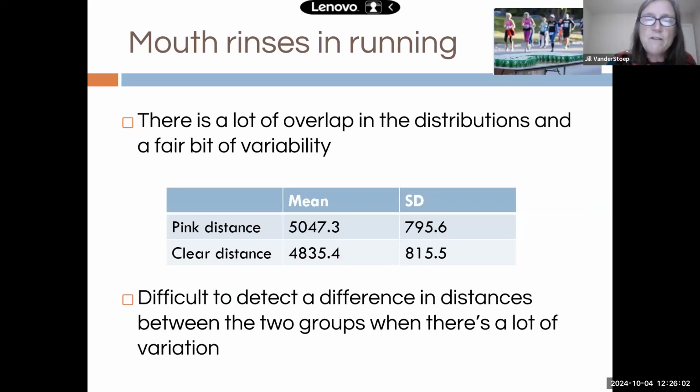The mean distance run for the pink solution is 5,047 meters. The mean distance run for the clear solution was 4,835. And look at the variability. That's a lot of variability, almost 800 meters for a standard deviation in those two groups. So yeah, if we were just to treat those as independent groups, there's a lot of overlap, and it's going to be really hard to detect a difference between the groups.